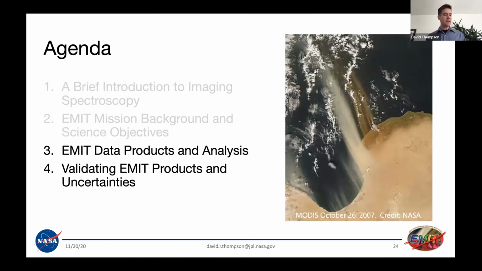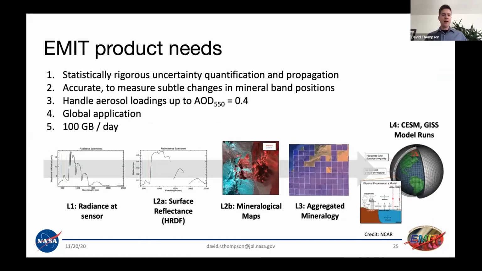All right, so let me get into the EMIT data products. I want to leave time for questions at the end. So I mentioned before this first step of going from radiance at the sensor to surface reflectance, and I portrayed that here with the two spectra, the radiance spectrum and the reflectance spectrum. But there are a bunch of steps that come after that as well. There's the production of these mineralogical maps by fitting those mineral features, and then we have to communicate that mineralogical information to the Earth system model.